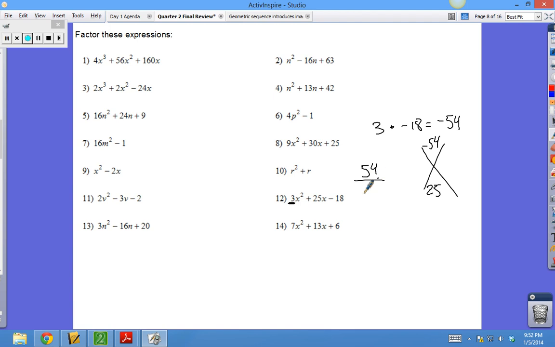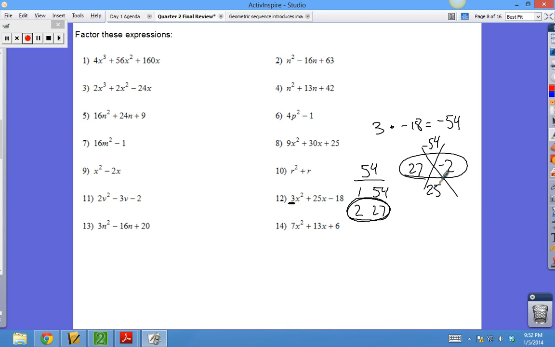Maybe let's go through the list. My options are 1 and 54. 54 cut in half is 27. Okay, I'm going to stop there because I think I can make it work with the 27 and 2. So it's got to give you negative 54, so I know my 2's got to be negative. Positive times negative is negative. 27 minus 2 is 25.